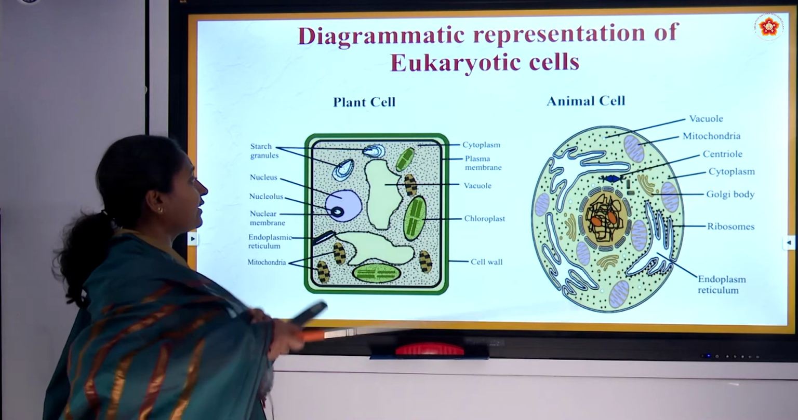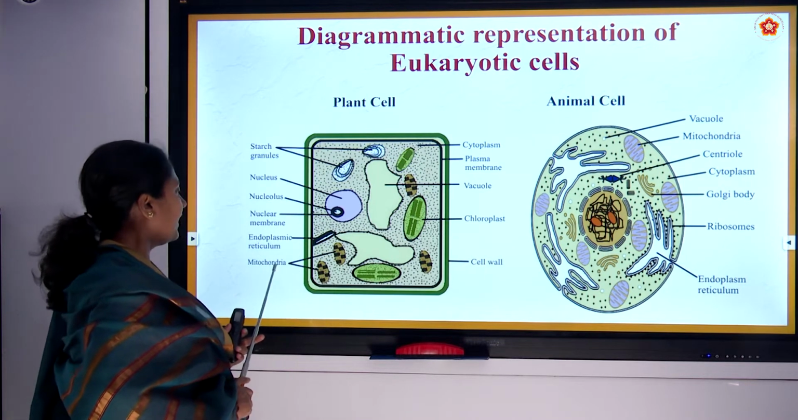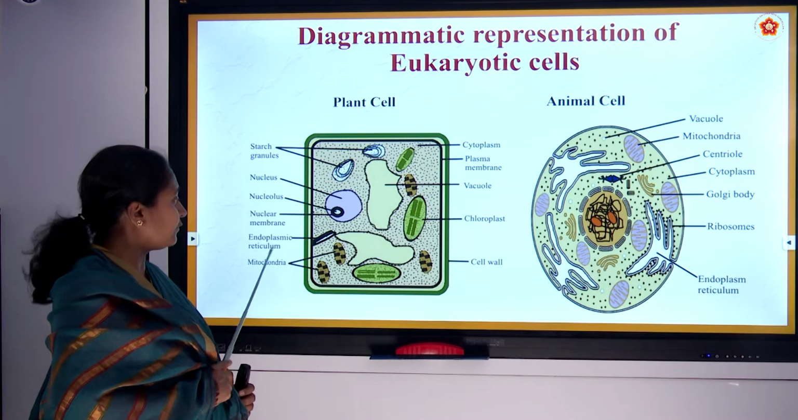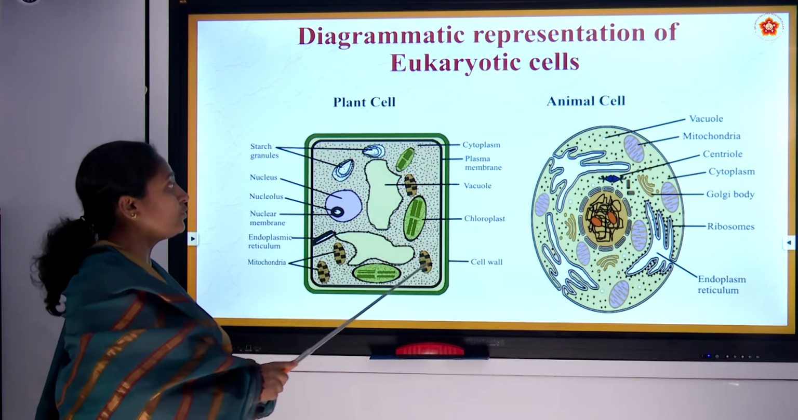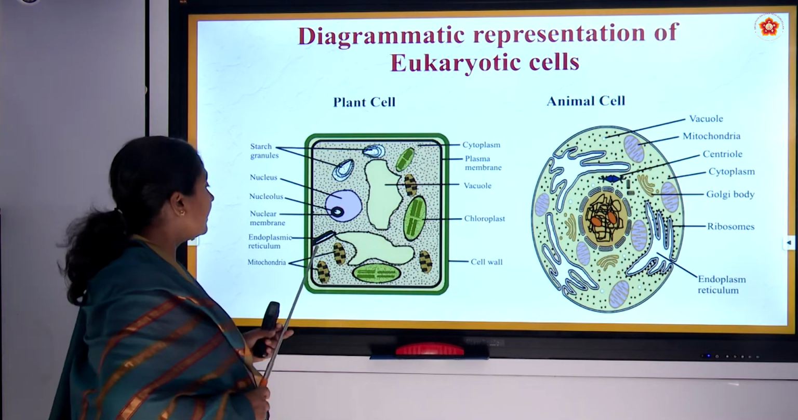Then we will see what all the other structures present are. We can see the mitochondria, right? It is present both in the plant cell and also in the animal cell. So, some 3-4 mitochondria you can draw inside the cell.